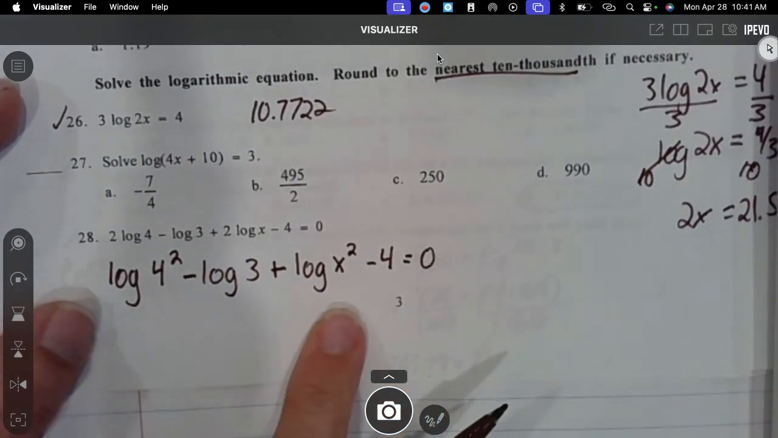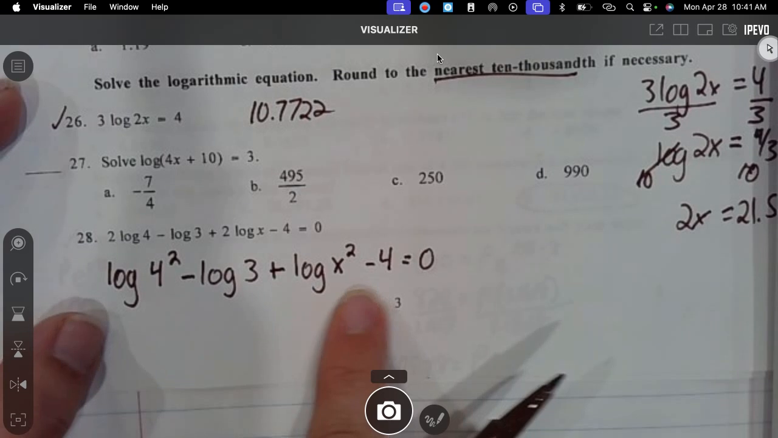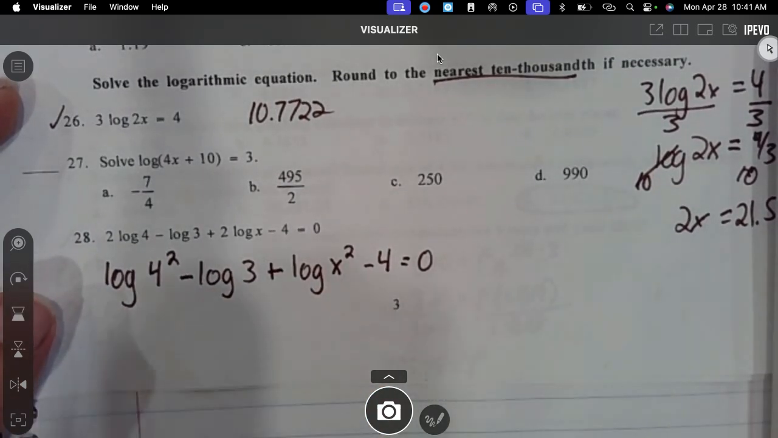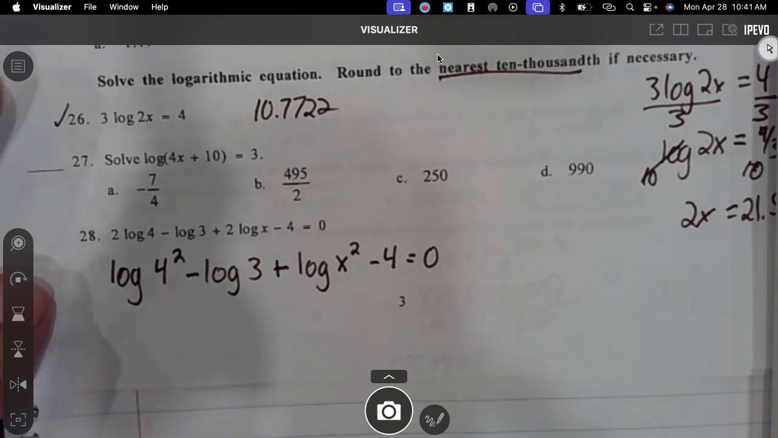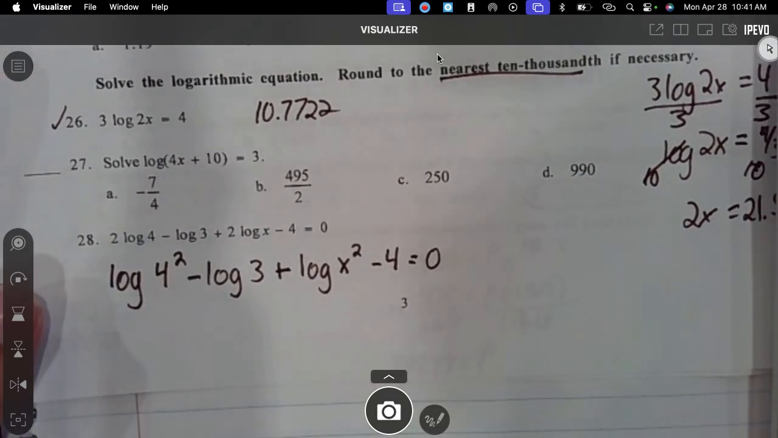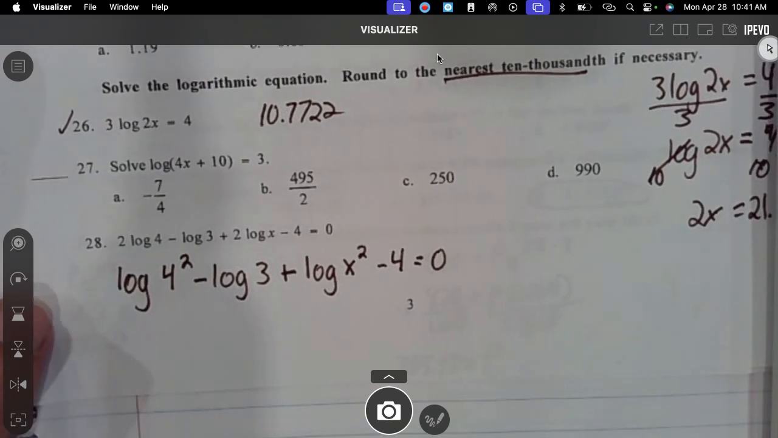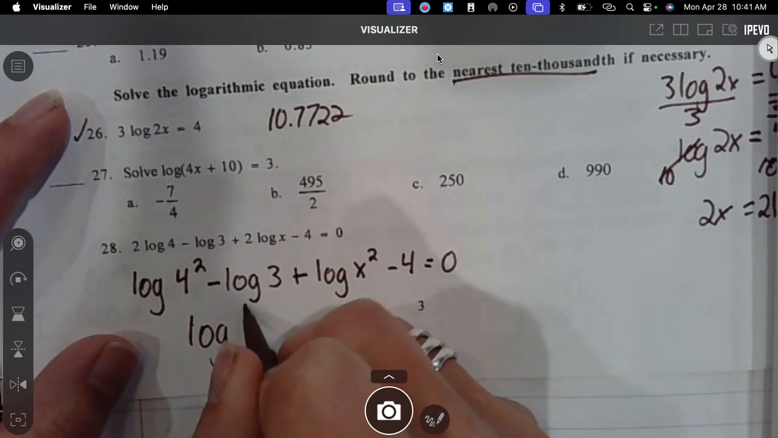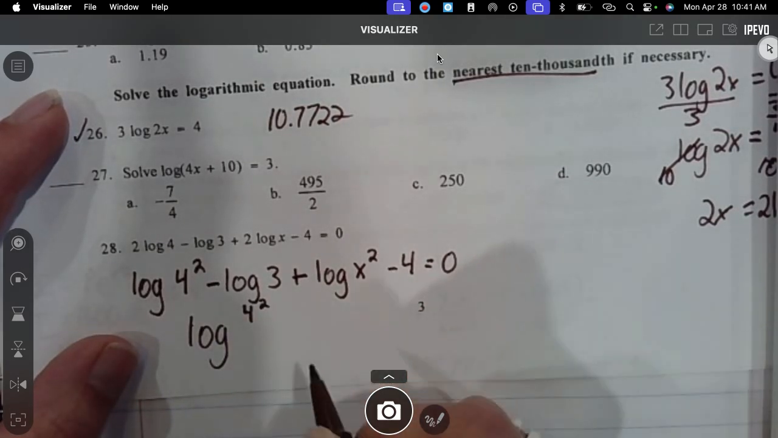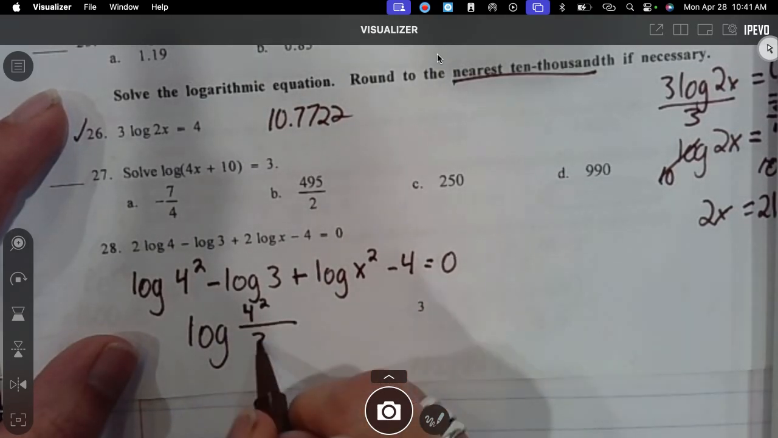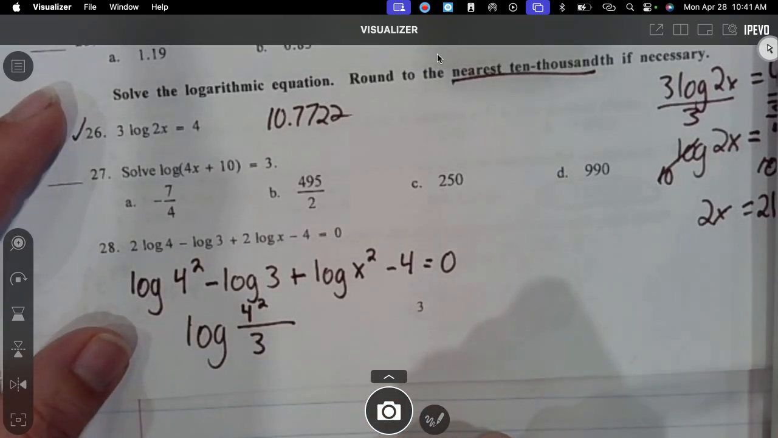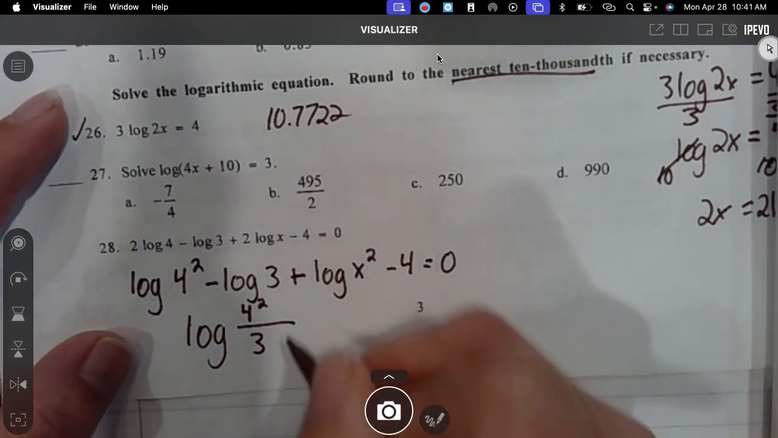Now, what do I have to do with all these logs? Combine them. If they're subtracted, they are divided. If they're added, they are multiplied. So if it's an addition sign, it goes in the top. If it's a subtraction sign, it goes in the bottom. So I get log 4 squared in the top. Where's the 3? In the denominator, in the bottom. Where's the x squared? It's a plus sign, so it goes on the top.